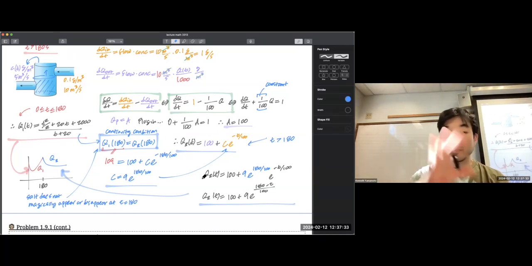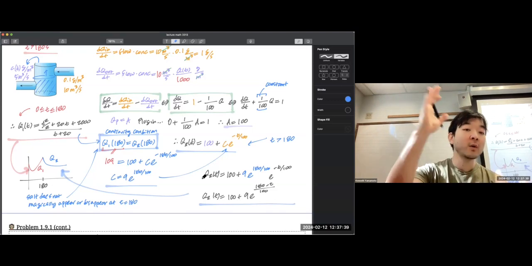So this is a case where you're having a tank that's big enough to hold more water.